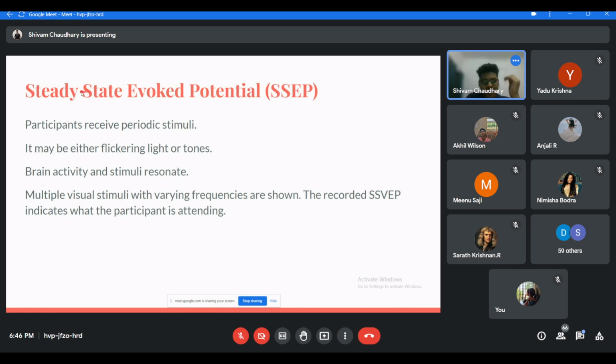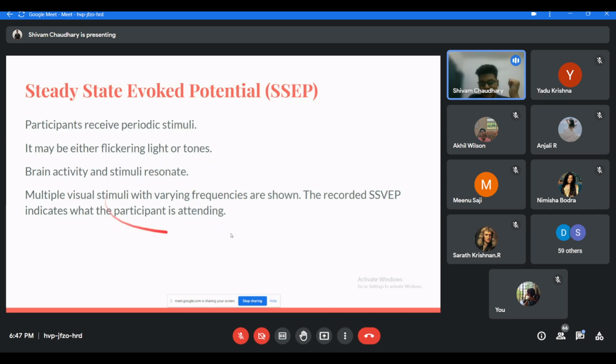So what I do is, on the first block I present a flickering light that has a frequency of 10 hertz. On the second block 15, on the third block 20, and on the fourth block at 25 hertz.